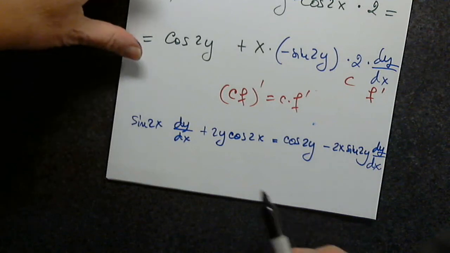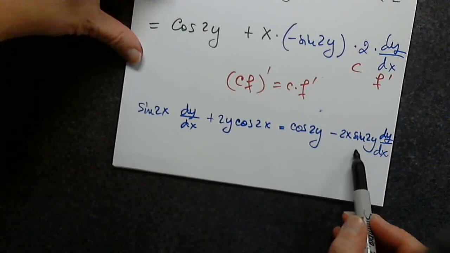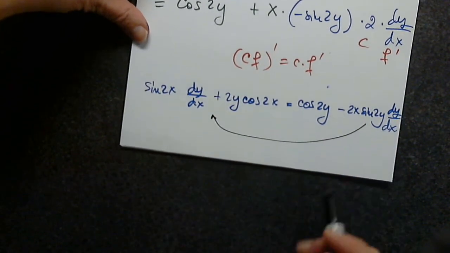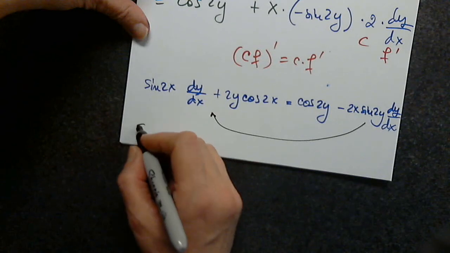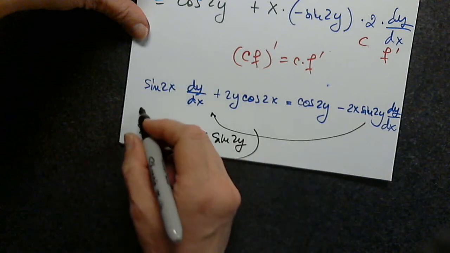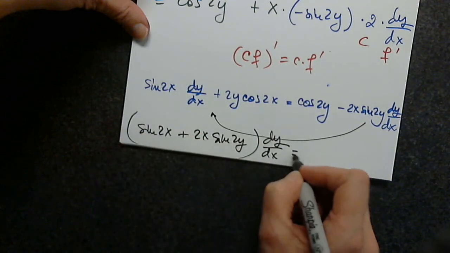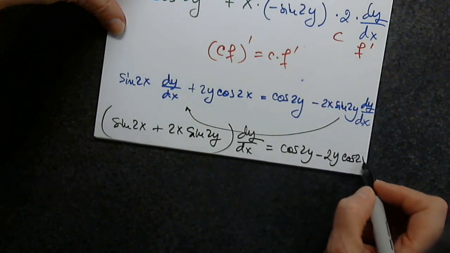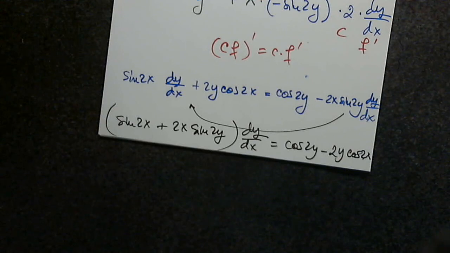Okay then, the reason why I would like in this case to put this here is because if I move it to the other side, I would have a negative. Both terms would be negative, and I don't want that. So I have sine 2x plus 2x sine 2y, and everything multiplied by dy over dx, and that equals cosine 2y minus 2y cosine 2x. So I think it's clear now that I moved this term to the other side and also factored out dy over dx. I kept cosine 2y and I moved this term to the other side.